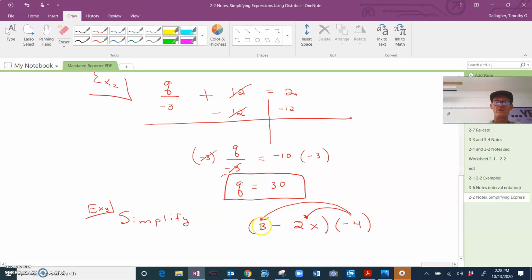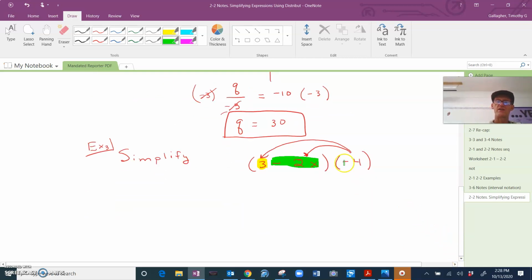This term inside is 3. This term inside the parentheses is -2x. So you're going to multiply the -4 by both of those terms. So -4 times the 3 minus -4 times the 2x. Now the minus sign here is with the 2x.